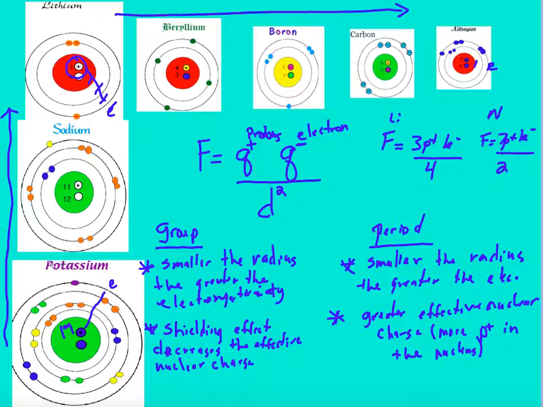Also, the shielding effect in group trends decreases the effective nuclear charge. But going across, shielding is constant. The protons increase. That makes it more able to attract an electron, and so that's why the electronegativity increases going across. Okay, that's it on that video.